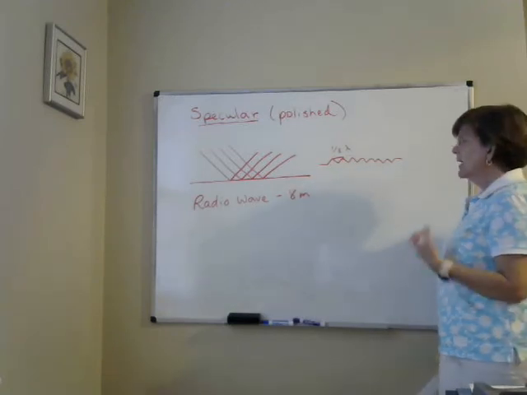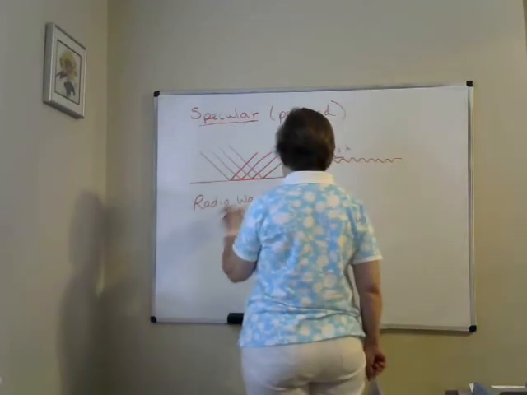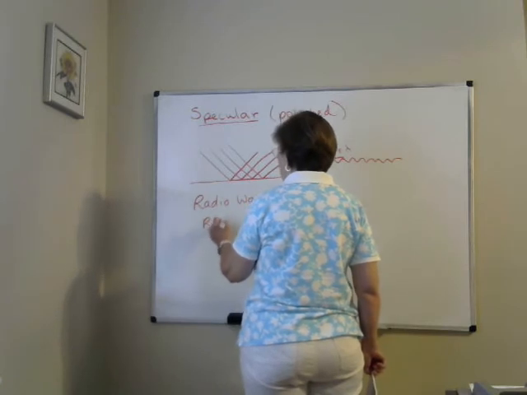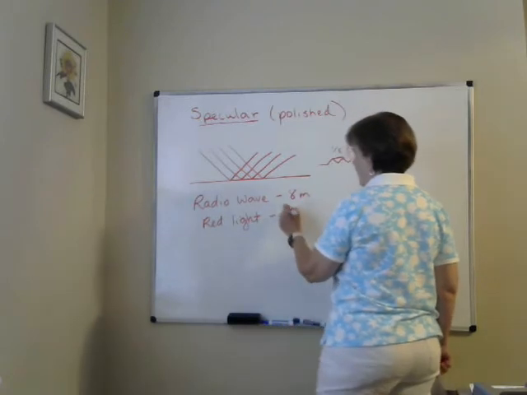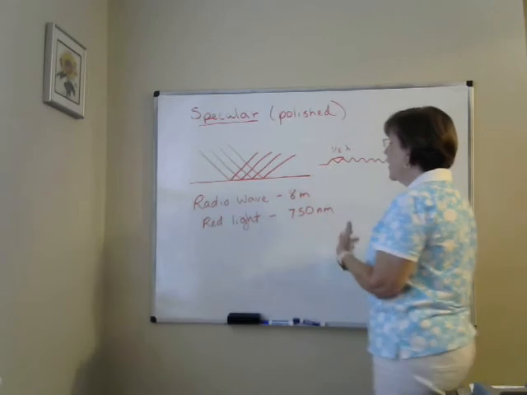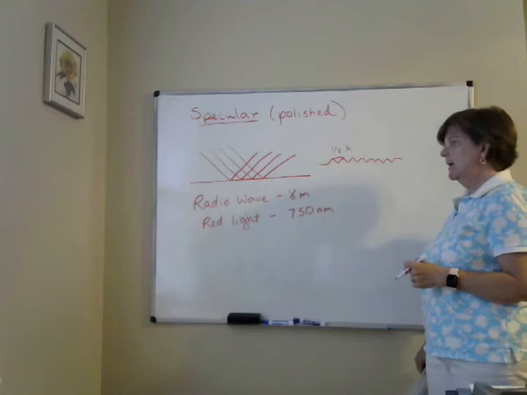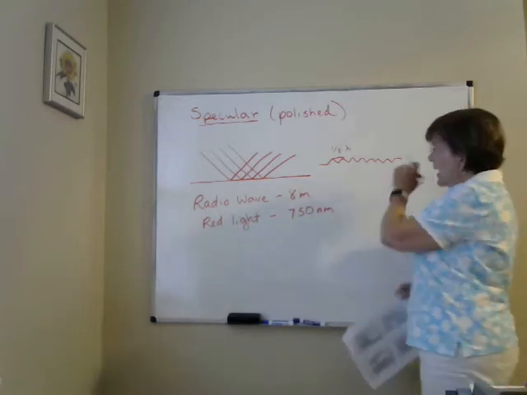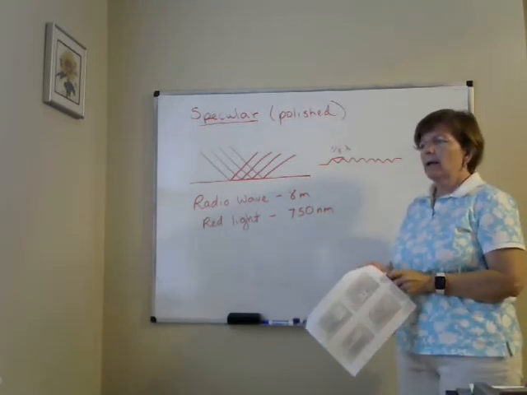Okay? However, if you are a light wave like red light, which might have a wavelength of 750 nanometers, then if you want to be polished, then you would need those peaks to only be maybe 100 nanometers apart. Okay, so how rough or smooth something really is makes all the difference.